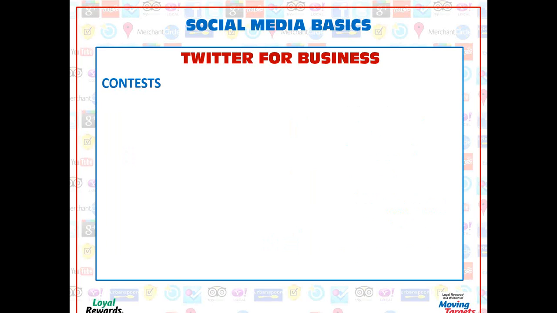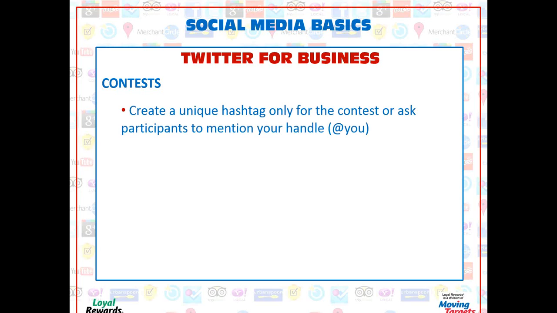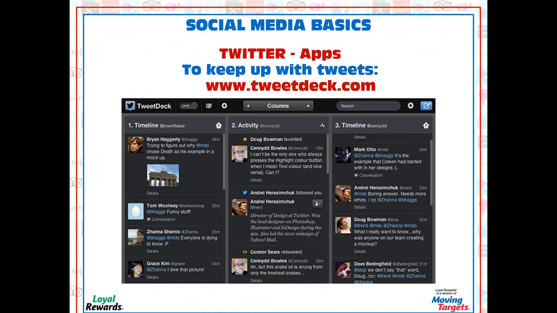Another way to use Twitter for business is creating contests, either photo contests or just creative sentence contests. And in order to start a contest, you need to create a unique hashtag. Why? Because that's the way you're going to collect the entries. So, yeah, my slide's really slow. Again, I apologize for that. So you create a unique hashtag only for that contest, or you can ask your participants to mention your handle. So one way or another, that's how you're going to track the entries.